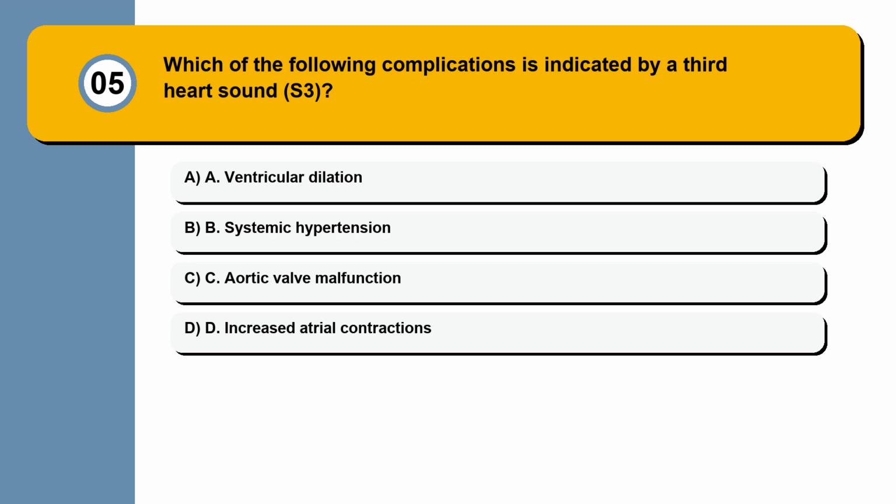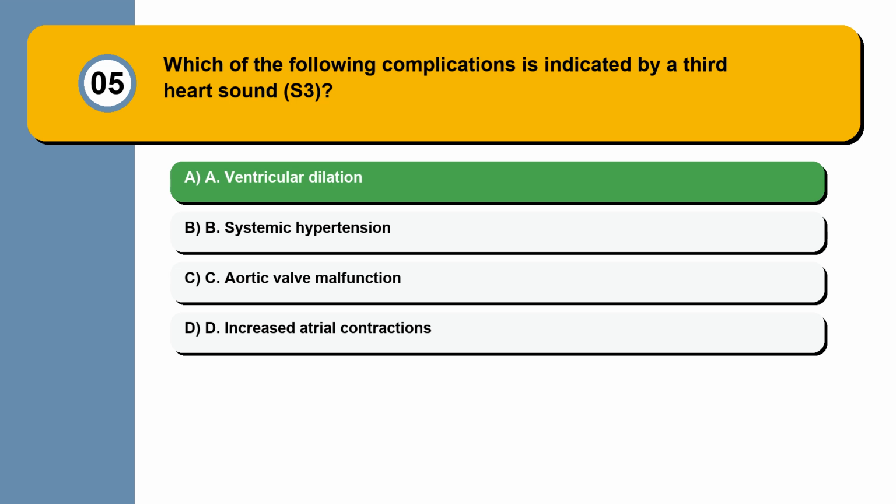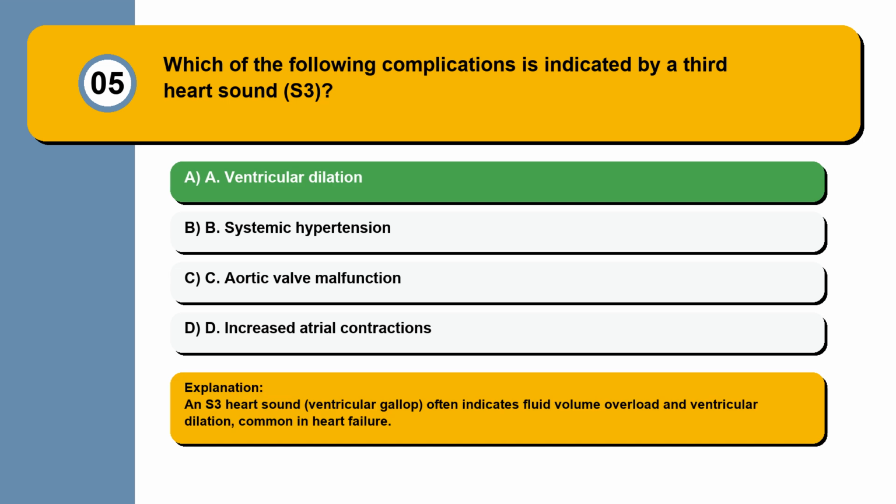Question 5. Which of the following complications is indicated by a third heart sound, S3? A. Ventricular dilation. B. Systemic hypertension. C. Aortic valve malfunction. D. Increased atrial contractions. An S3 heart sound, ventricular gallop, often indicates fluid volume overload and ventricular dilation, common in heart failure.